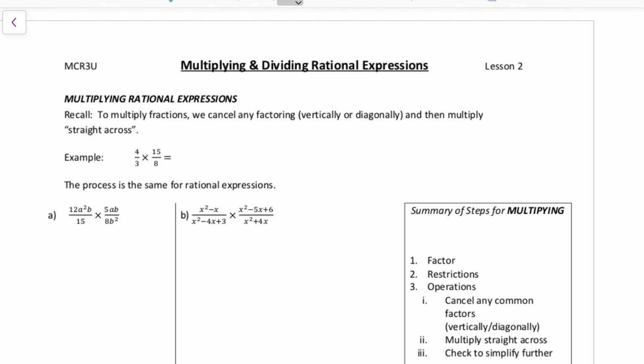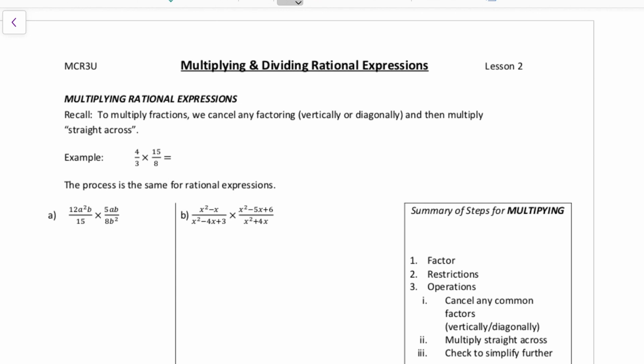We're going to continue on to our second lesson now of this little mini unit on rational expressions. And today we're going to look at some operations when you have variables in your denominator, where we're going to look specifically at multiplying and dividing rational expressions.